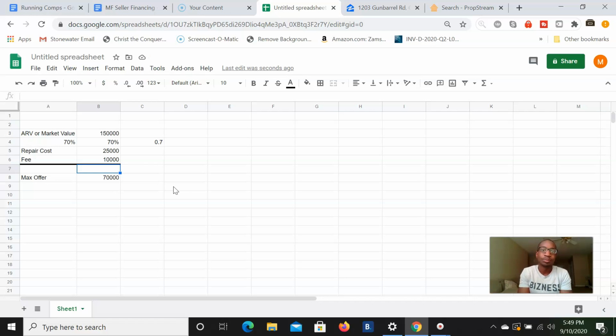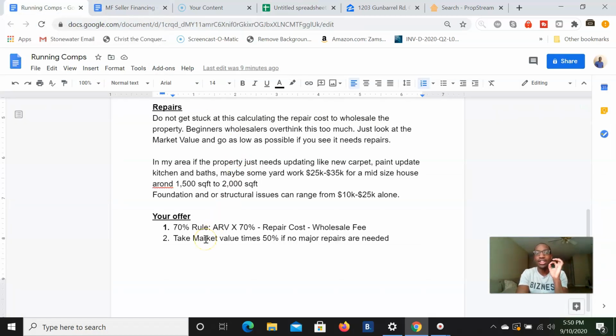All right, you all. So that's one way to calculate your offer after you found out the ARV and approximately the repair costs. At the end of the day, this is why I have this second part that I actually done deals with. Just take market value, multiply it by 50% if no major repairs are needed, and that should be your offer.